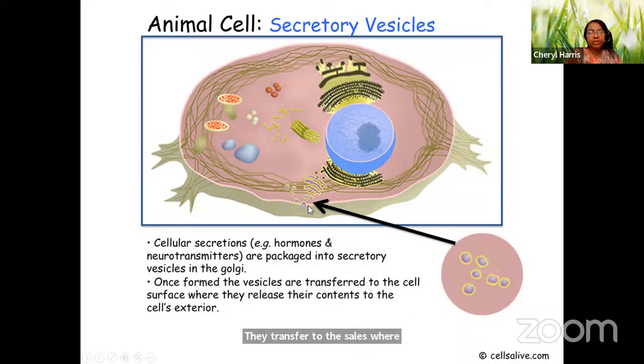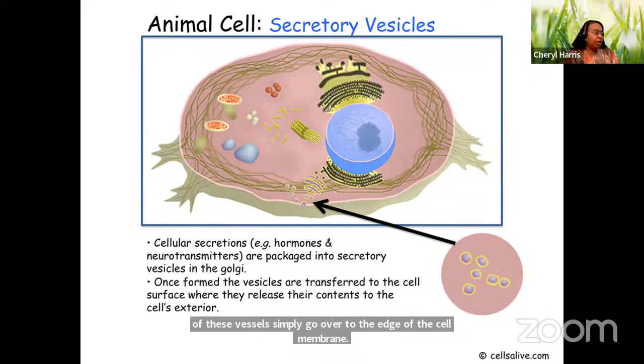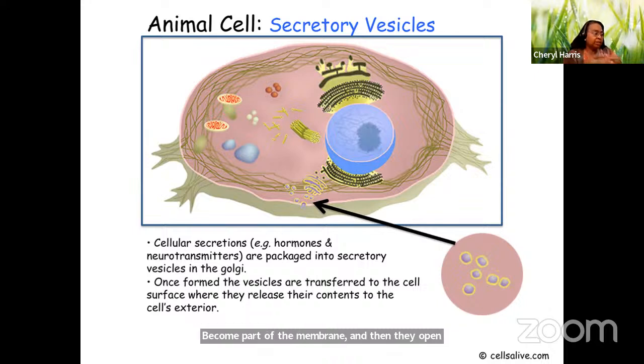contents to the exterior. All right, so if you see this little one, and the video you watched at the beginning kind of showed this, some of these vessels simply go over to the edge of the cell membrane, become part of the membrane, and then they open up. So whatever's inside, they spit it out.